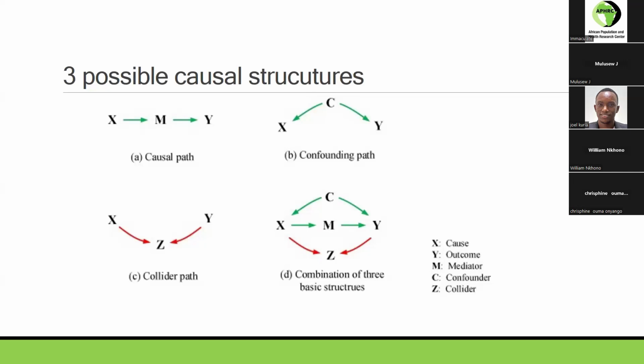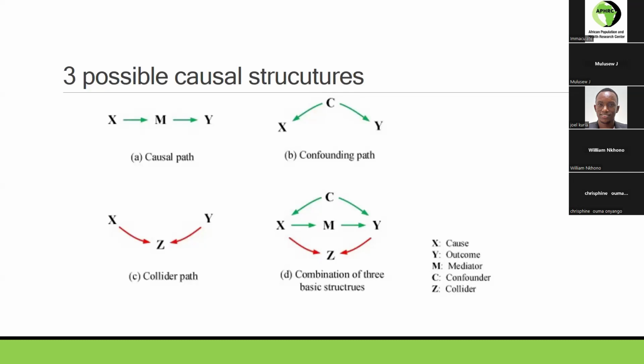But whenever you look at your graph, just try to understand whether you have a collider, a confounder, or a mediator. Why? Because they are very critical for you when you do estimation, when you model, for deciding which variables you are really supposed to adjust.